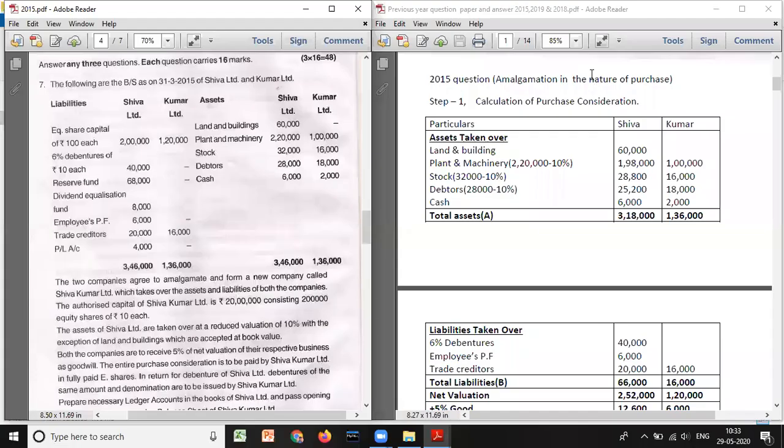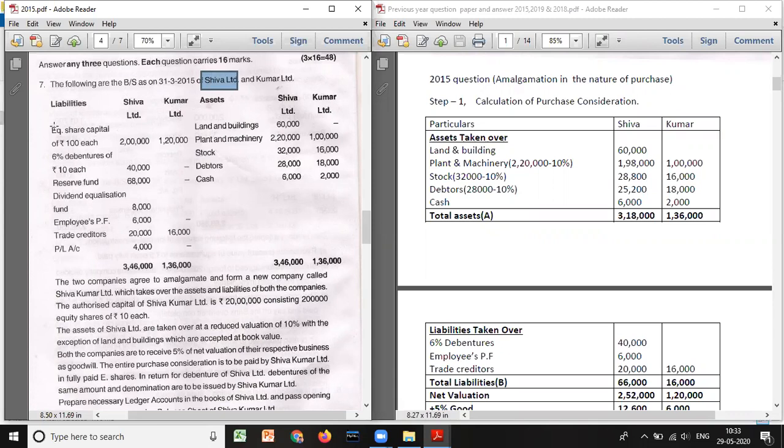Hello everyone. So in this video we will discuss the 2015 question paper, a 14 mark question. The following is the balance sheet as on 31st March 2015 of Shiva and Kumar Limited. Okay, there are two companies, one is Shiva and the other is Kumar. So they have given liabilities Shiva, Kumar, assets Shiva, Kumar.